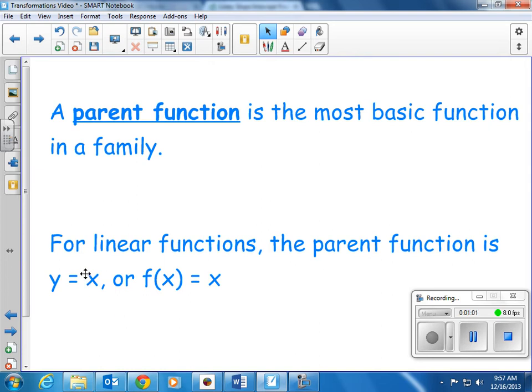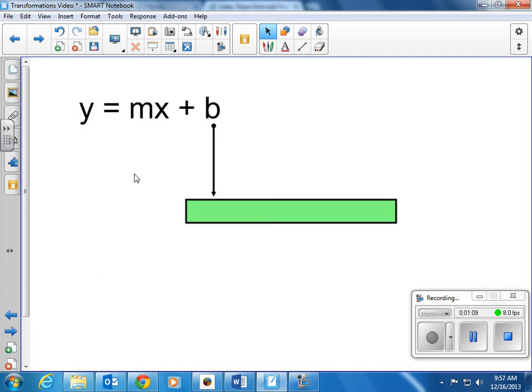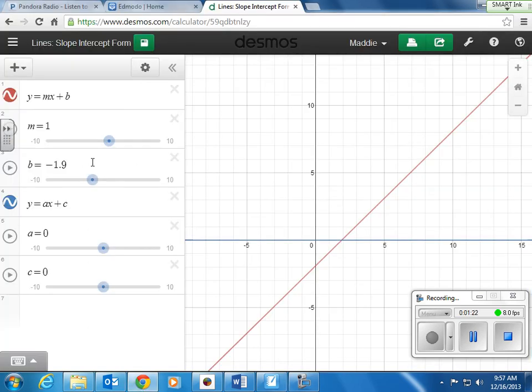So we either add a slope in front of the x or we add a y-intercept after the x, but we start with the most basic y equals x. What we're going to do right now is look at our equation in slope-intercept form, y equals mx plus b, and we are going to use Desmos to determine how this b affects what our graph looks like. So let's go ahead and pull up Desmos here.